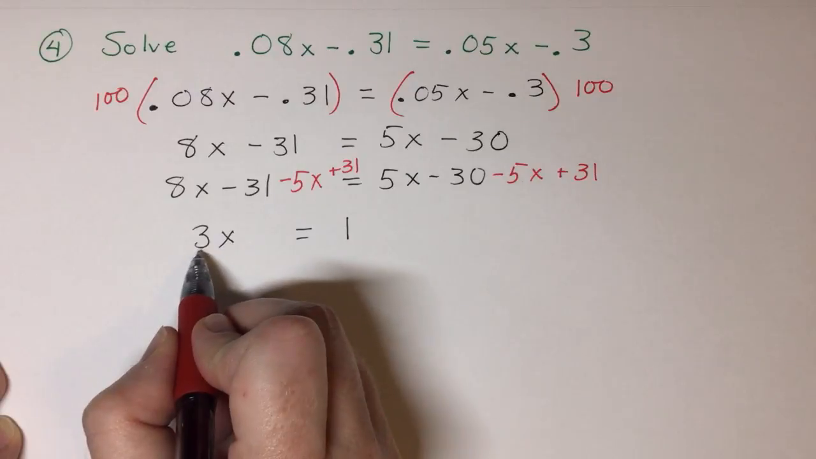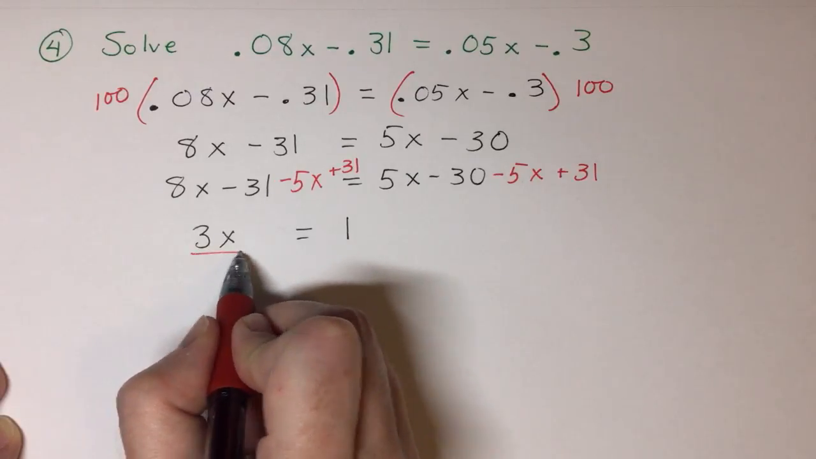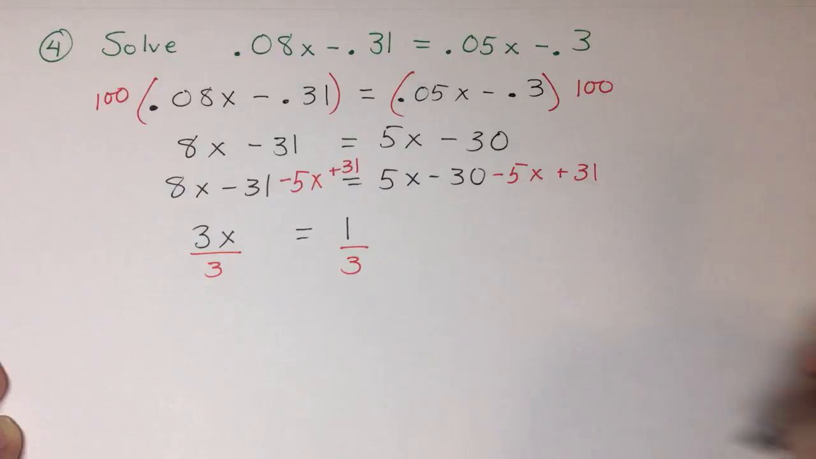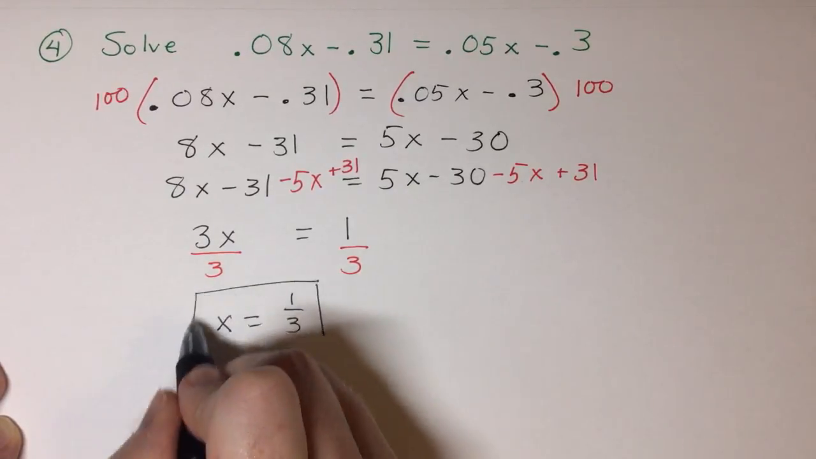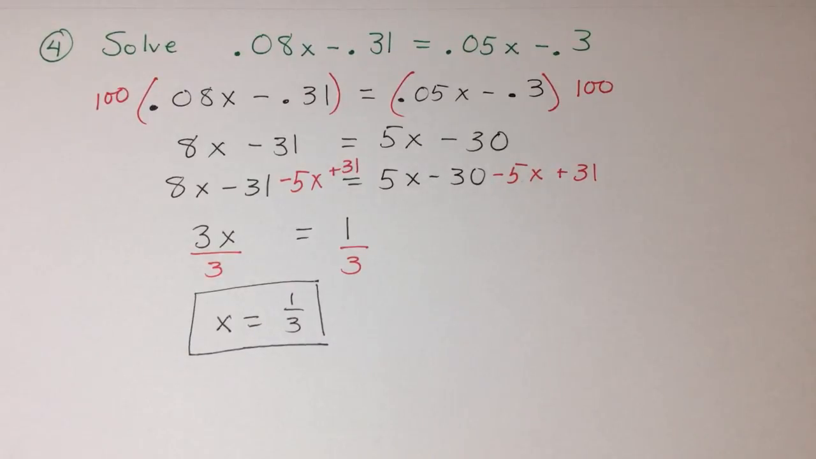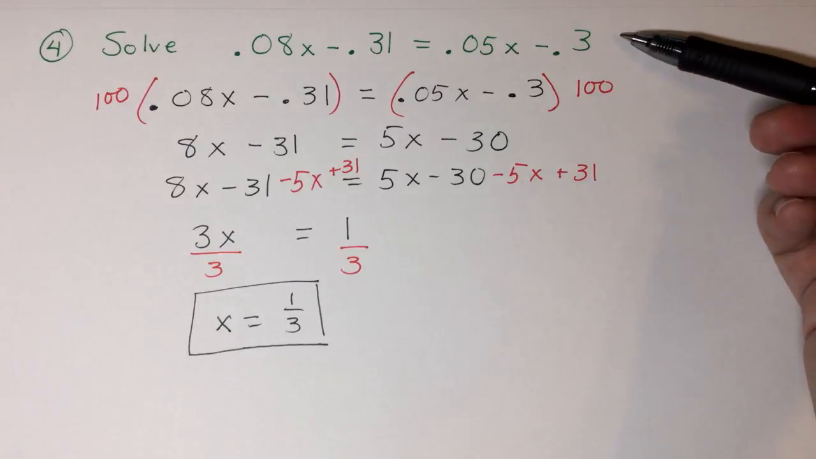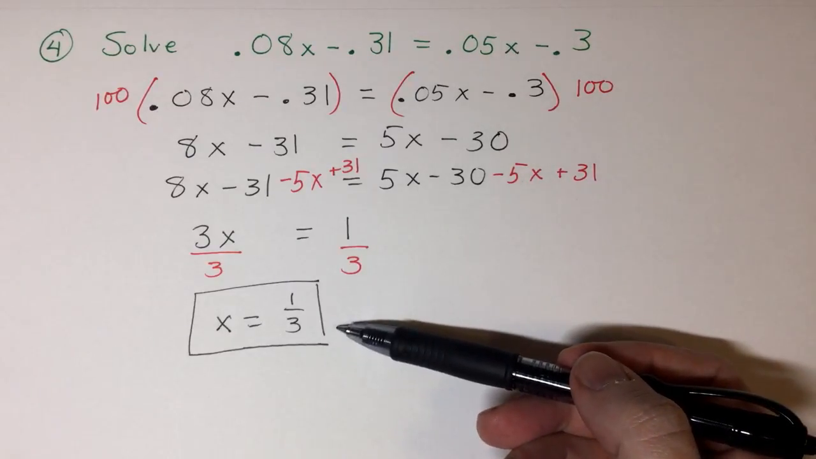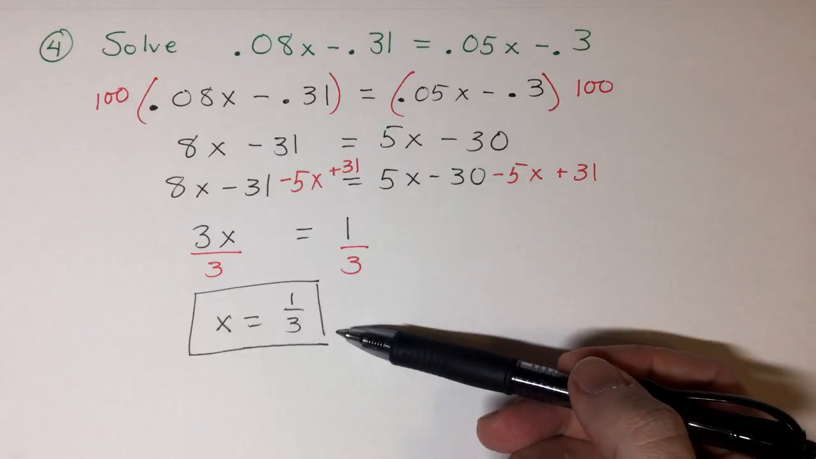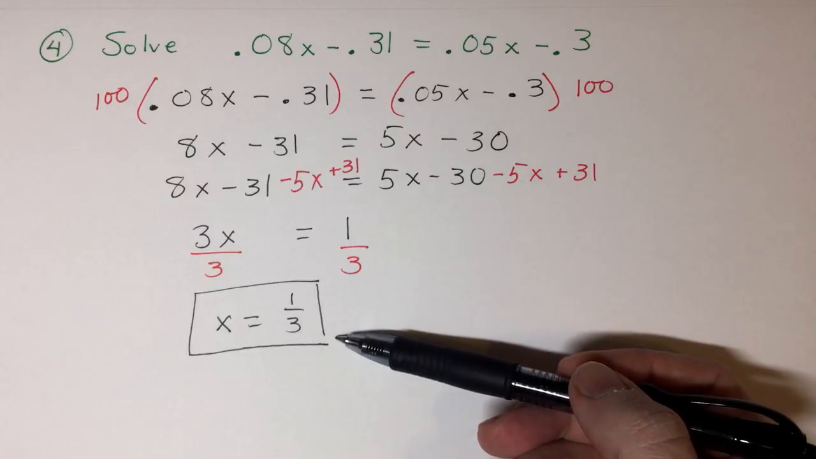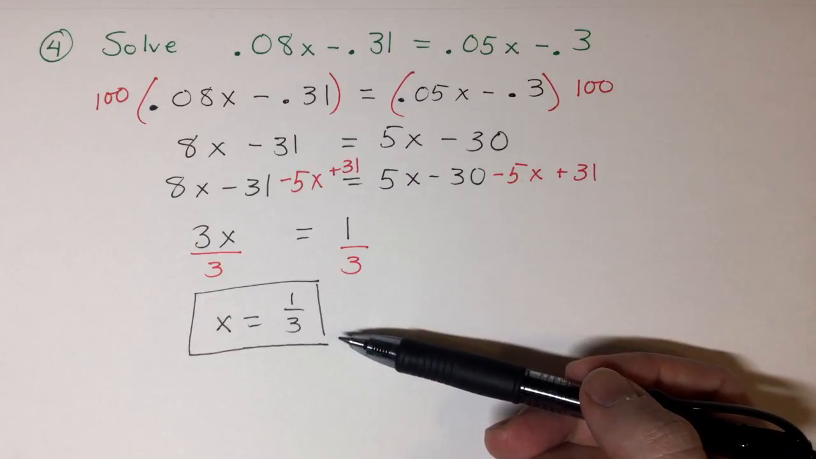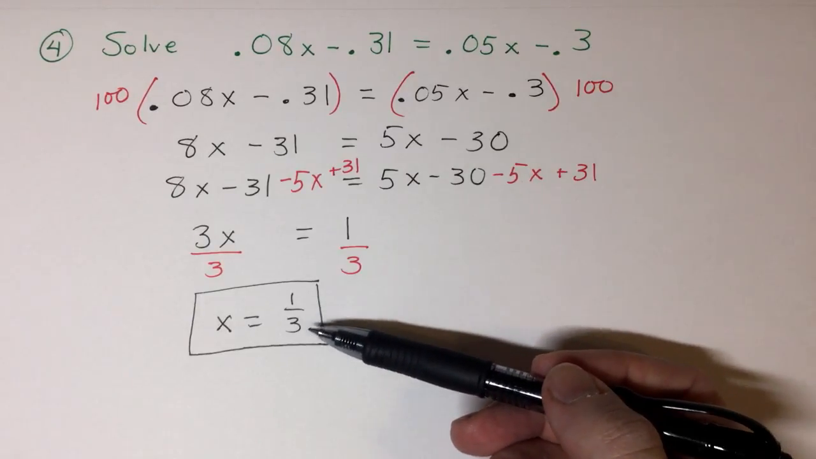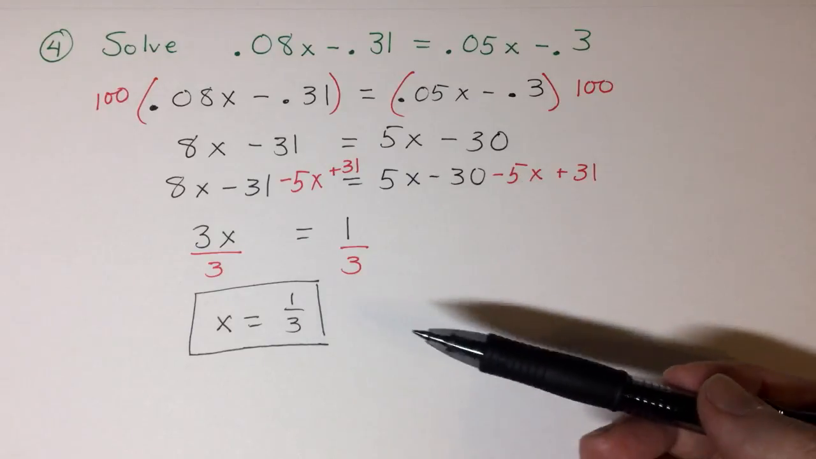To get x by itself, get rid of the 3. It's stuck with the x by multiplication. Undo multiplication by division. And we get x is 1/3. Now, on this example, if you had worked just with the decimals, at this point you're going to be getting x equals 0.33333333. That is not an acceptable answer here, unless you need to round if you're working with a word problem. We want the answer to be exact.